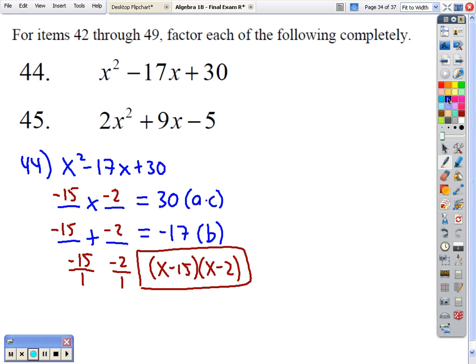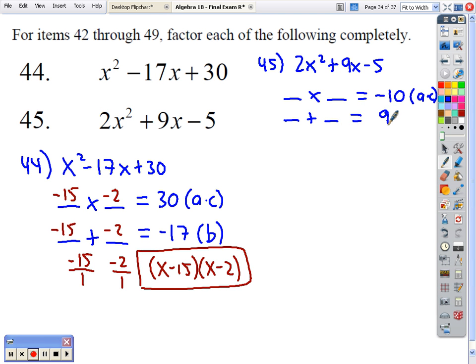Okay. 45 is a little different because a does not equal 1. So it just is a little bit different at the end. And actually at the beginning when you're trying to figure out what times what equals a times c. So this is going to be negative 10. Again, because a is negative 2 this time, so 2 times negative 5. And then what plus what equals 9.